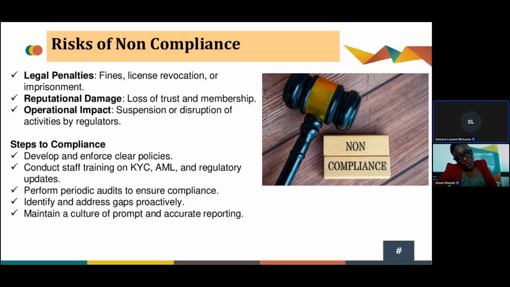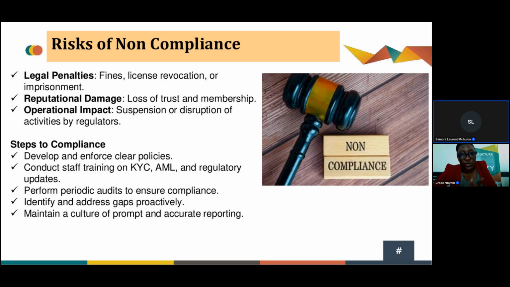Another one is reputational damage, which is loss of trust and membership. Once we hear that all these people are into predicate crime, or deal with money launderers, your reputation is damaged, people lose trust and members panic, and you lose all these clients. It's not a good thing. That is a risk of non-compliance.